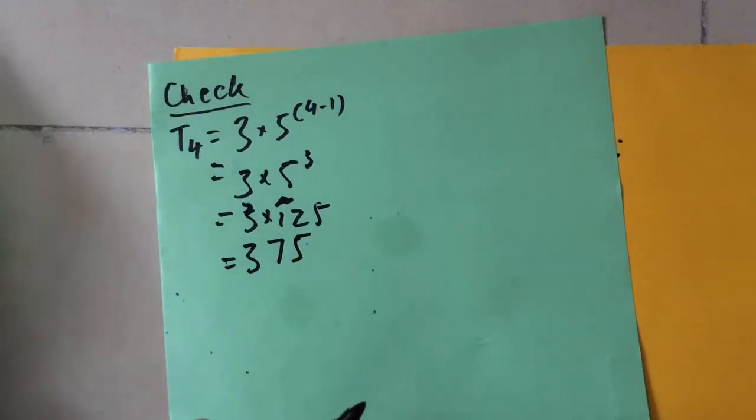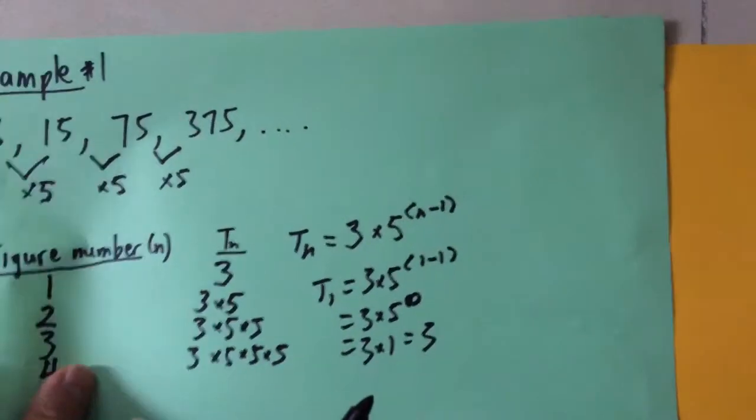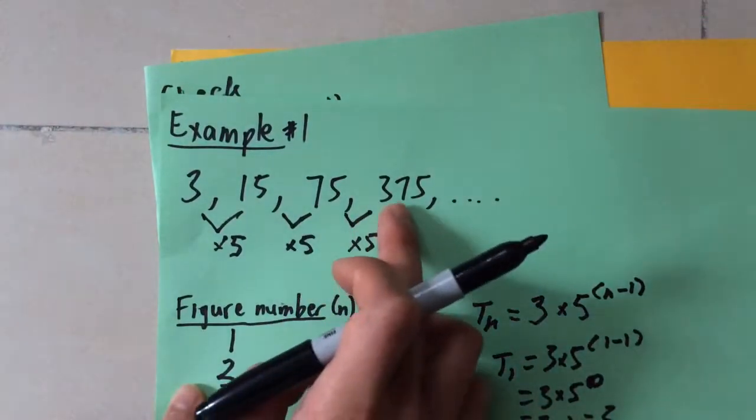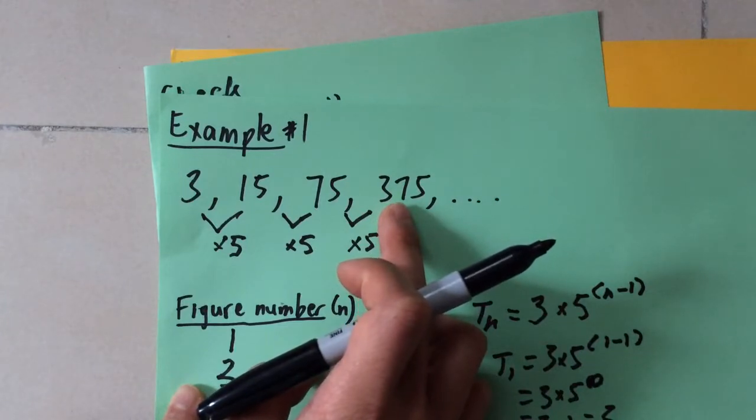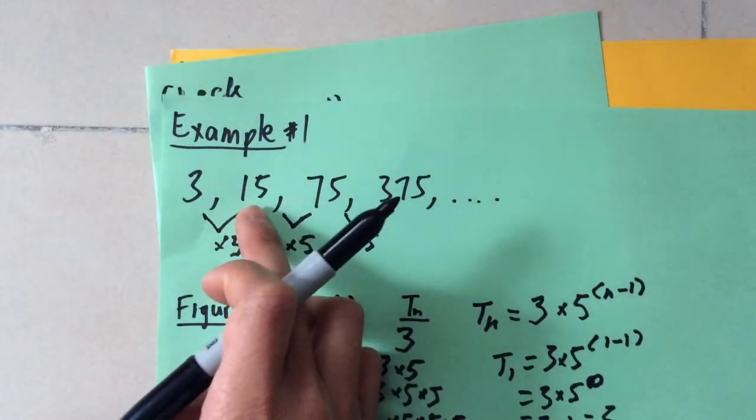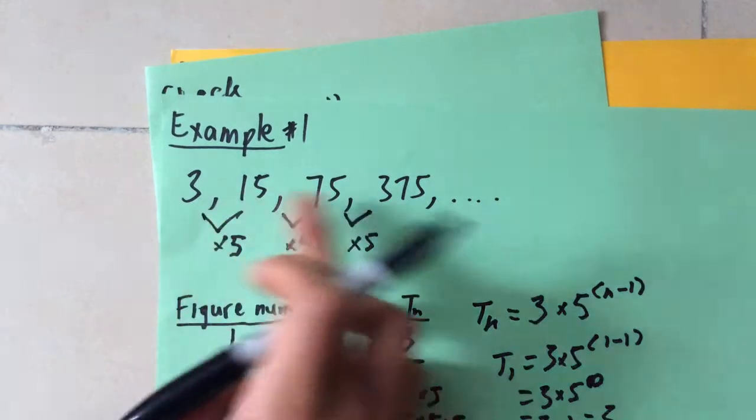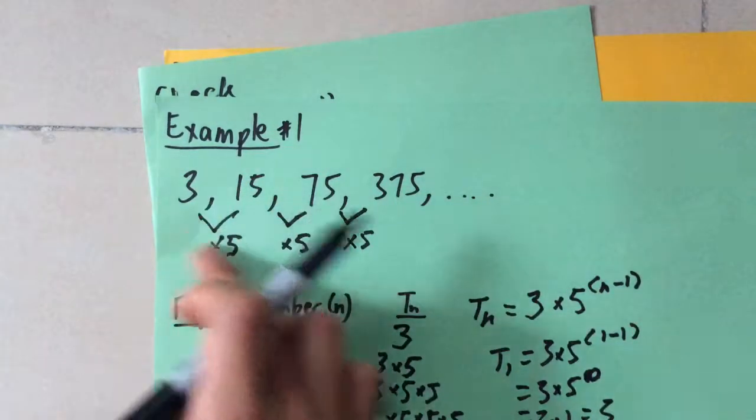Okay. So you can verify right here by referring back to the sequence. We know that the fourth term of our sequence is 375. The second one is 15, and the first one is 3. Okay? So it always helps to verify your answer.